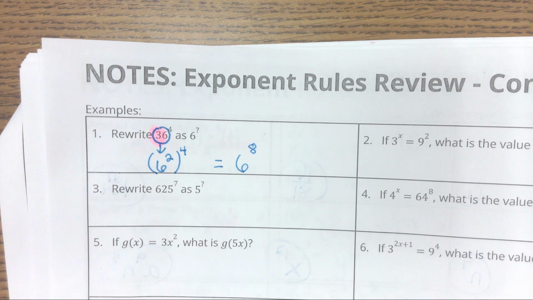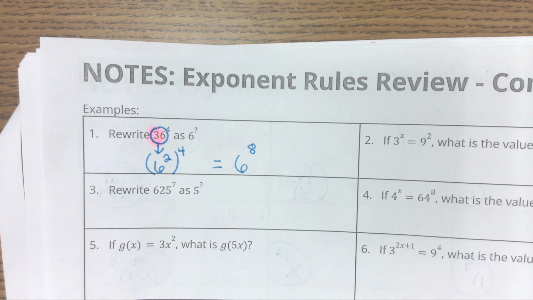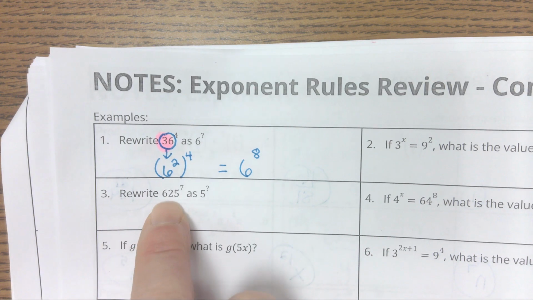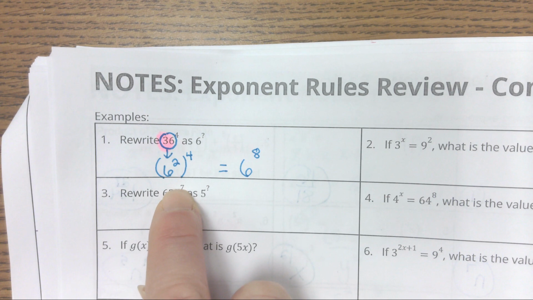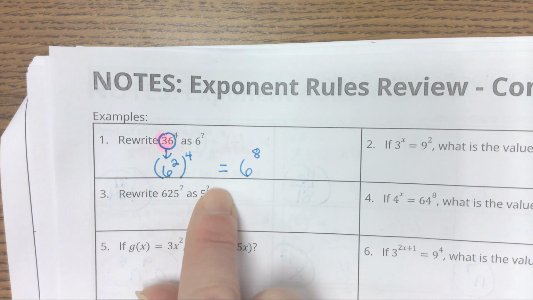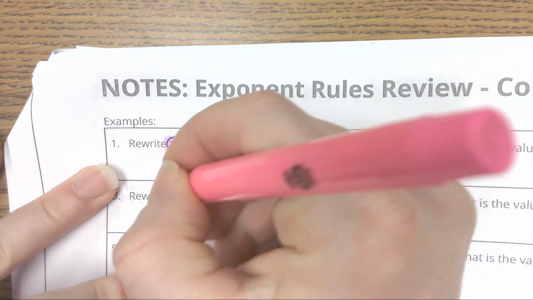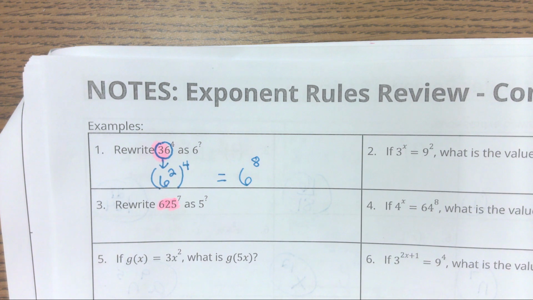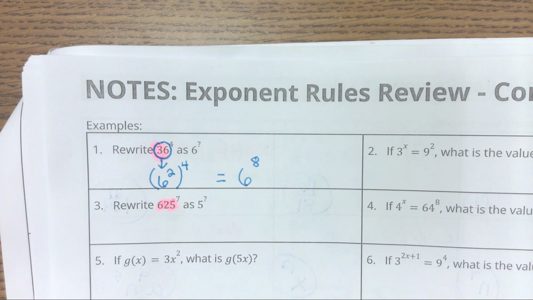All right, let's try another one. Let's try 3 right below it, okay? I'm asking you to rewrite 625 to the 7th. I'm not worrying about the 7th right now. I'm worrying about the 625 as 5 to some power. So I'm going to highlight that. This is where you might need your calculator to help, guys. Would you figure out on your calculator just some guess and check? We know it's not 5 squared. Start putting in exponents to 5 and see what it is to get you a 625.